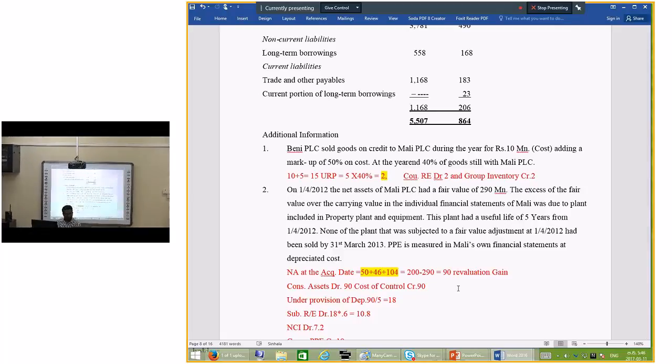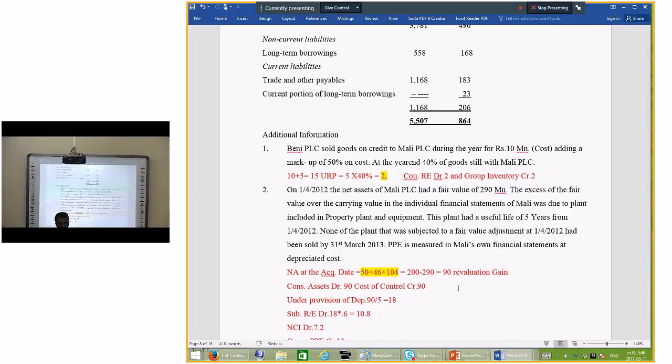Retained earnings, general reserve and share capital on the acquisition date. That's totally clear, at book value. Then there is an excess of 90. That's what we call revaluation gain.